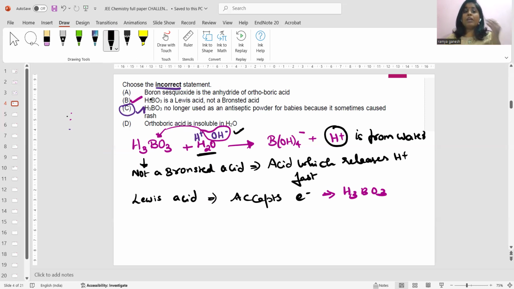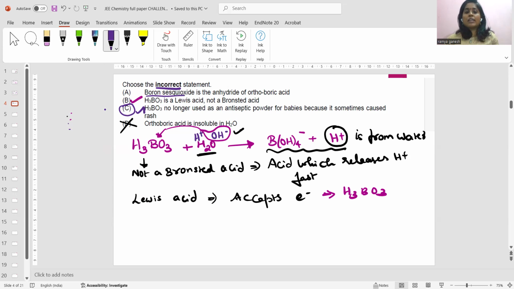Okay, so we are having options A and D again. Option D: is it insoluble in water? Of course not. If it was insoluble in water, then how could it have formed these ions? So yes, this is an incorrect statement. Now let's look at option A. We have found the correct answer, but we still need to know about the other options as well.